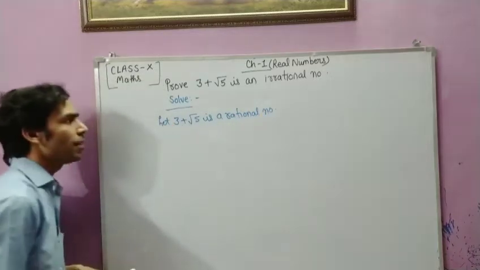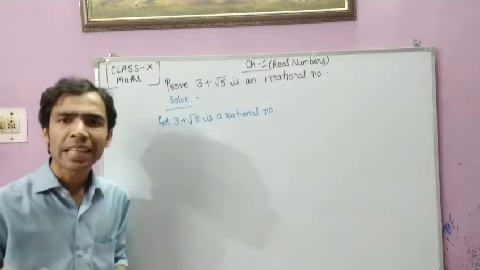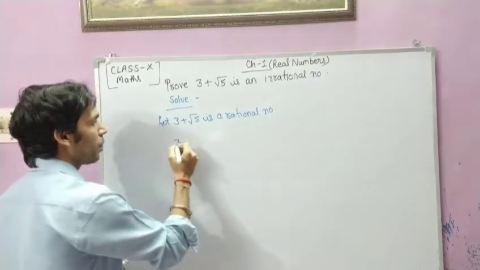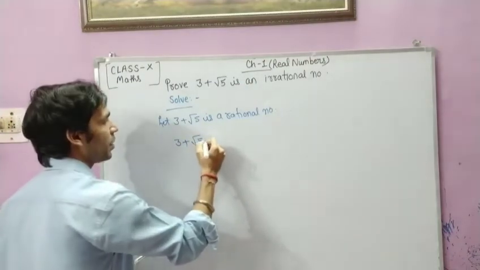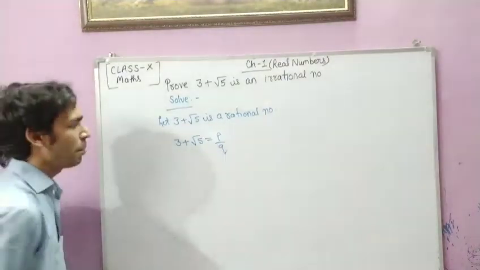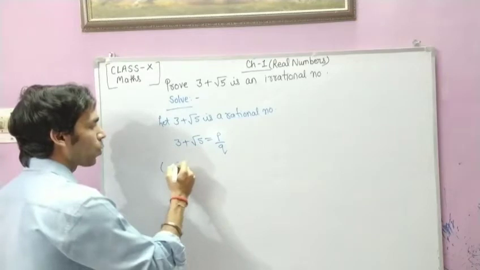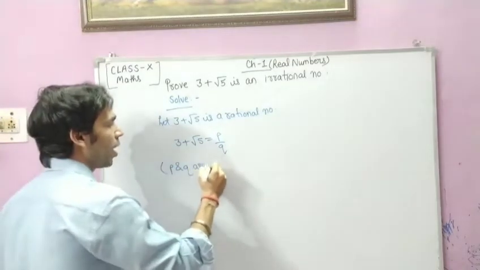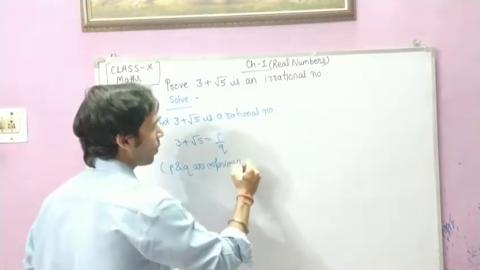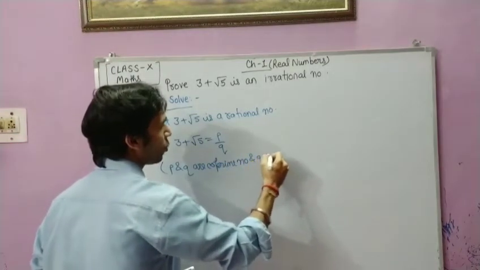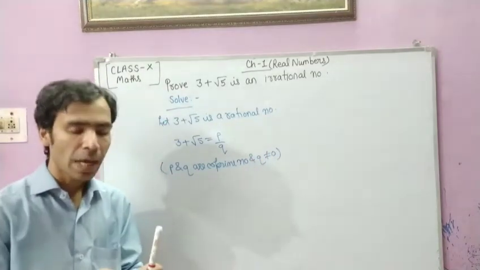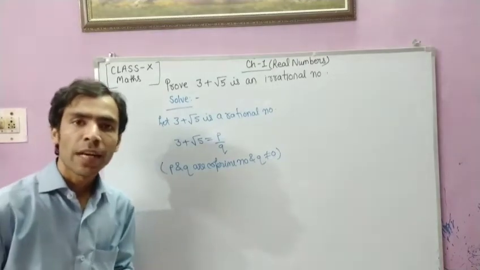If 3 plus root 5 is a rational number, it can be represented in the form of p by q. So we can say 3 plus root 5 can be written as p upon q, and here you can specify that p and q are co-prime numbers, and q is not equal to 0. That condition you have to write. P and q are co-prime integers and the value of q cannot be 0.